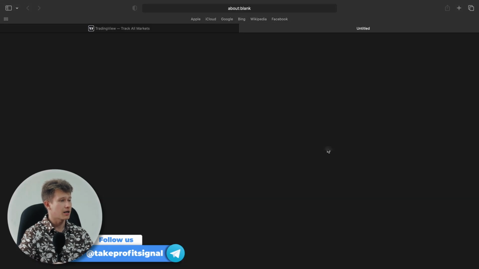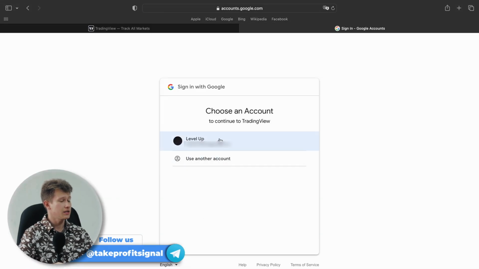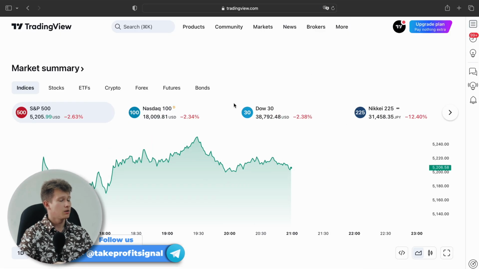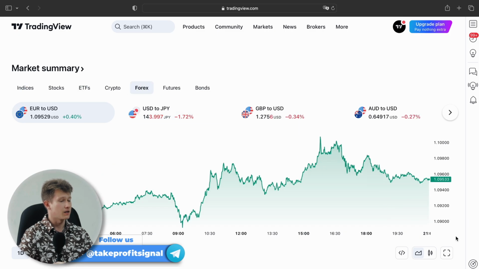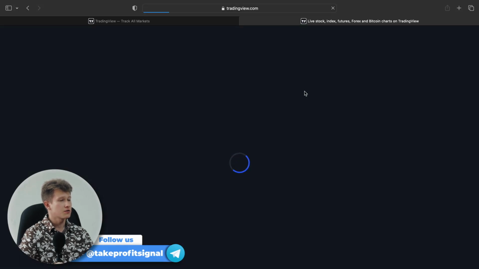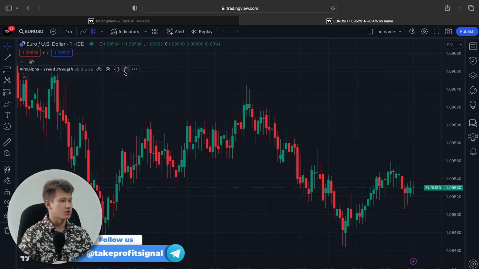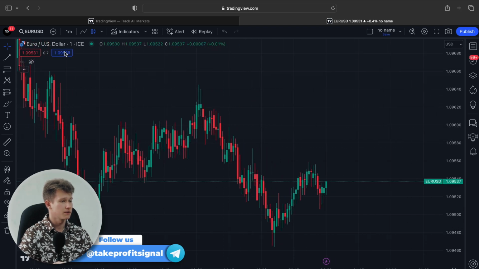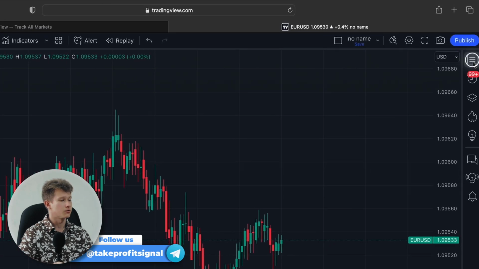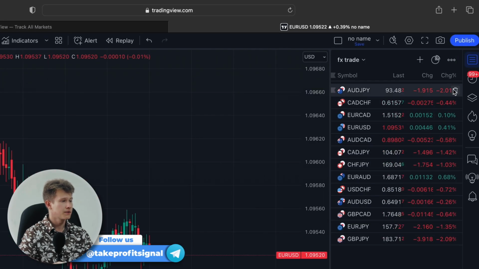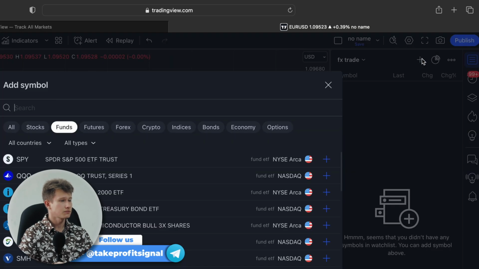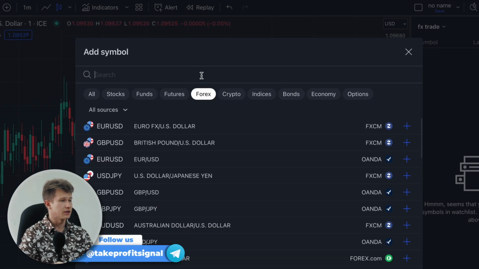Click register, enter your data, and you get to the main site. Here we have a bunch of tools for trading. We are interested in Forex because we are trading on the currency market. Then we click here and unfold our chart. In front of us now appears a candlestick chart of the euro-dollar currency pair. We click here and unfold the list of currency pairs. You may not have them, but it's very easy to add them. Here we click plus, click Forex.